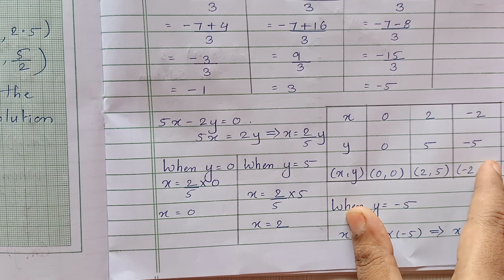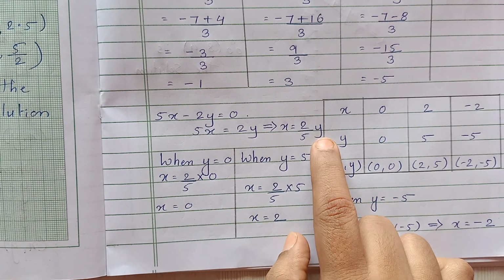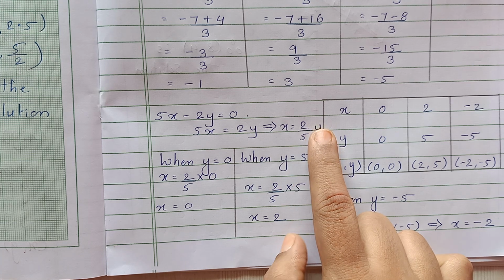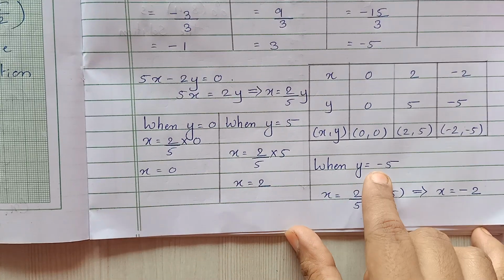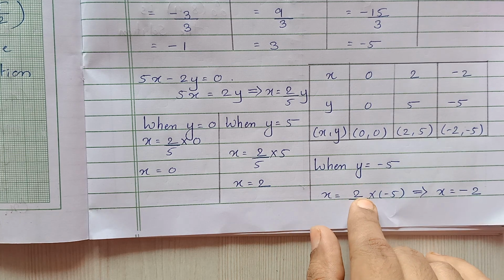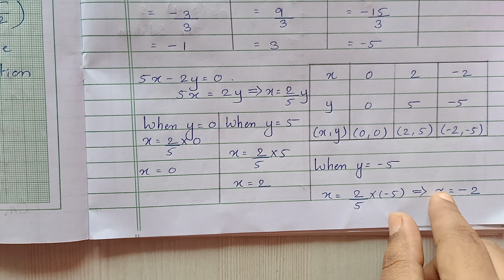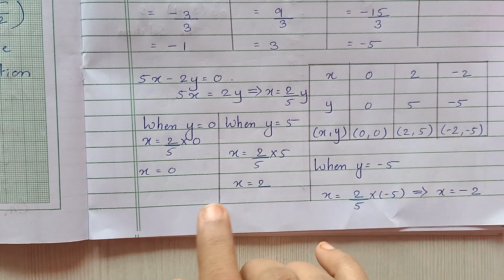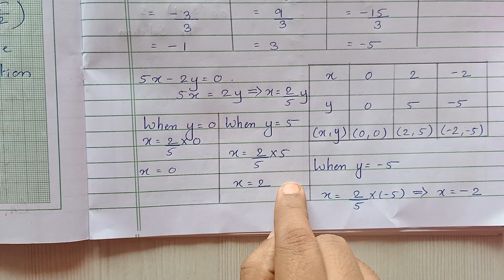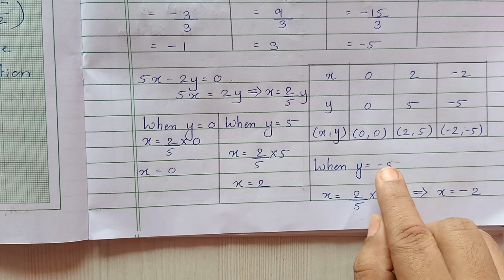The third value of y is minus 5. You can take values of 5, 10 also. 5 and 10 get cancelled, right? The next value I took is minus 5. So x will be 2 upon 5 into minus 5. That implies the x value is minus 2. So the first point is 0, 0, that is origin, 2, 5, and the third point is minus 2, minus 5.